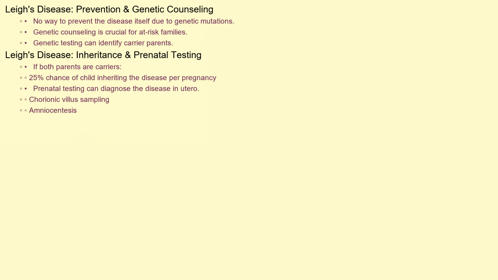Because Leigh's disease is caused by genetic mutations, there is no way to prevent the disease itself. However, genetic counseling is crucial for families who have a child with Leigh's disease or a family history of the disorder. Genetic testing can determine if parents are carriers of the mutated genes. If both parents are carriers, there is a 25% chance with each pregnancy that their child will inherit the disease. Prenatal testing, such as chorionic villus sampling or amniocentesis, can be used to diagnose Leigh's disease in a developing fetus.